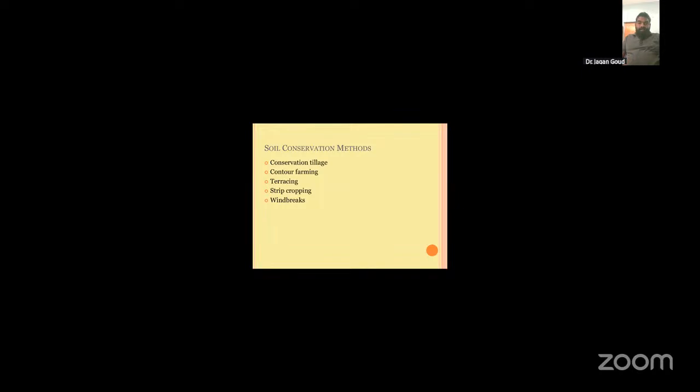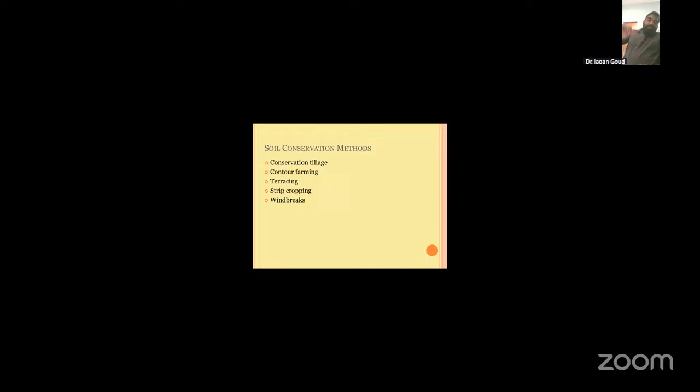The fourth one is strip cropping. Strip cropping involves growing alternate strips of different crops, especially combining erosion-prone crops with soil protective crops. Mechanisms are: slow wind and water movement, reduce soil particle detachment, and improve nutrient cycling. Types are contour strip cropping, field strip cropping, and buffer strip cropping. Ecological advantages are enhanced biodiversity, reduced pest outbreaks, and improved soil fertility.